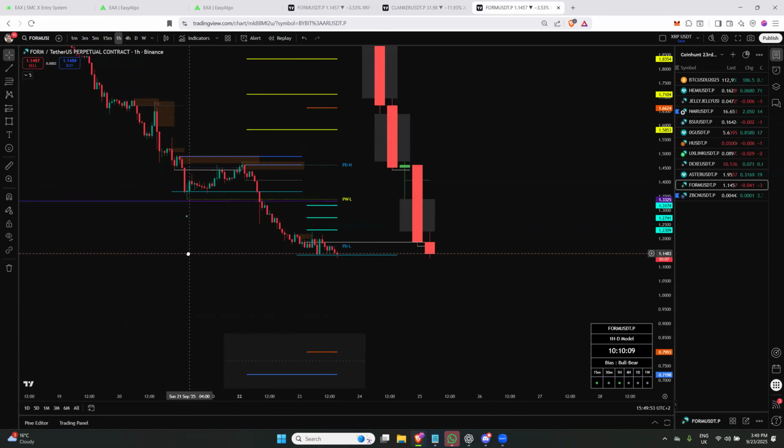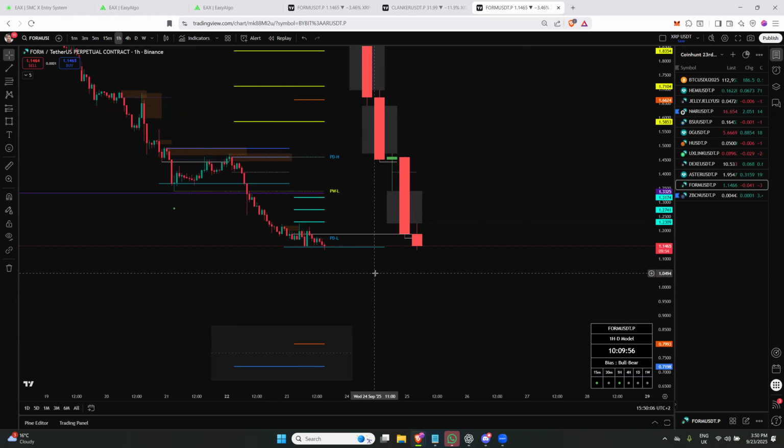So yeah, I got the same issue. SMC not loading. Yeah, look, sometimes you just need to refresh your whole browser, clear cookies and stuff. I've got quite a few open, so it does happen.